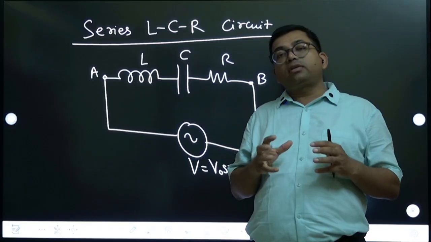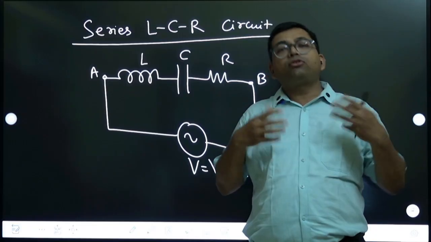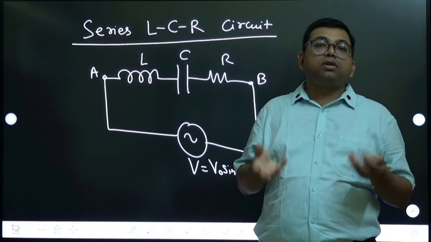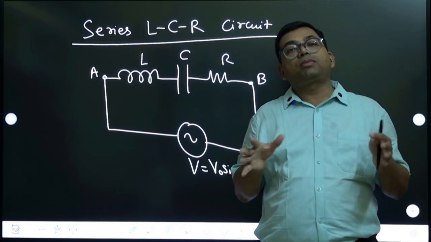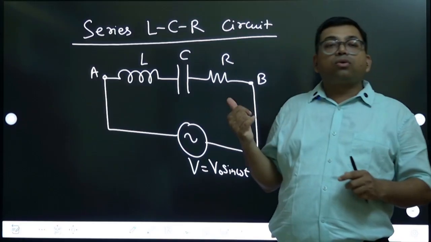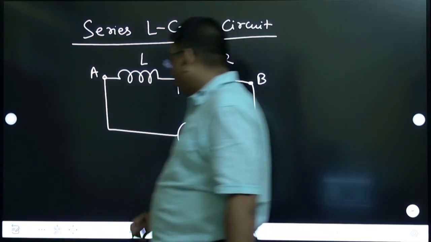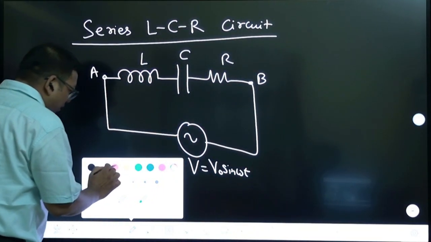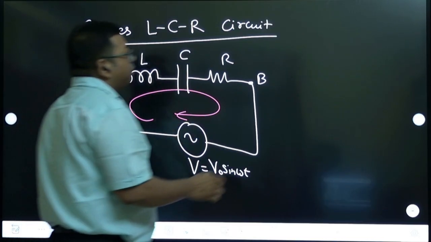We want to find the equation of current, see what the phase difference is, make the phasor diagram, and also find the average power. All these are the goals of the circuit analysis. Okay, let us start. First let us apply KVL. In this loop we are going to apply KVL.